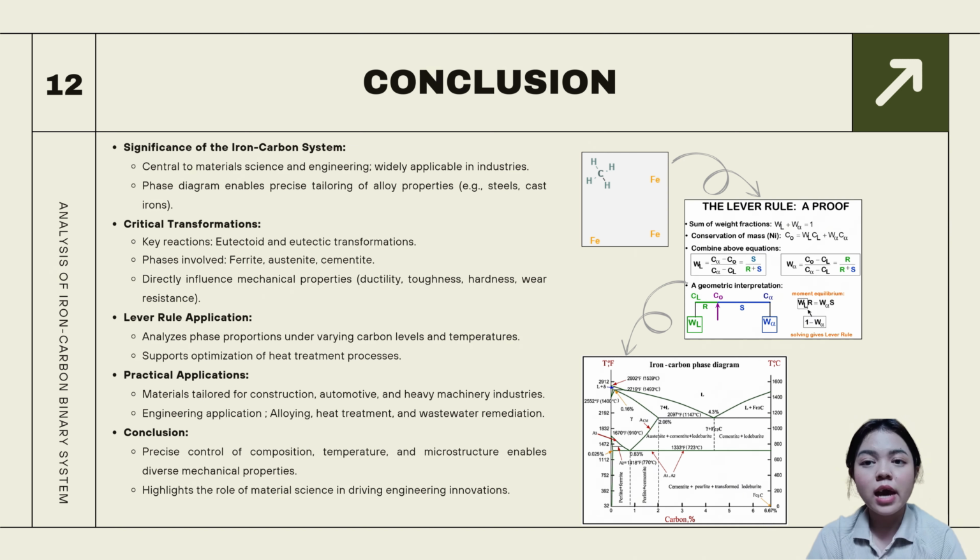In conclusion, the iron-carbon system demonstrates how carefully controlling composition, temperature, and microstructure can yield a wide range of desirable mechanical properties. It highlights the importance of material science in advancing engineering solutions and tackling practical challenges.